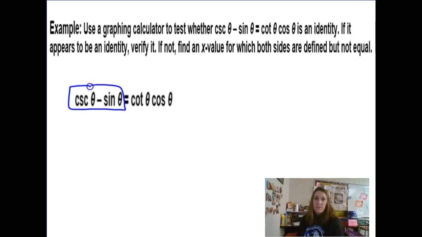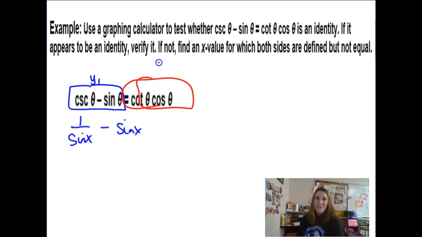So if you type this into y1, remember cosecant is a reciprocal of sine, so I would type 1 over sine x minus sine x. And then in y2, you're going to type cotangent, which is 1 over tan x, times cosine x. And notice I didn't even bother simplifying those because my calculator doesn't need me to.